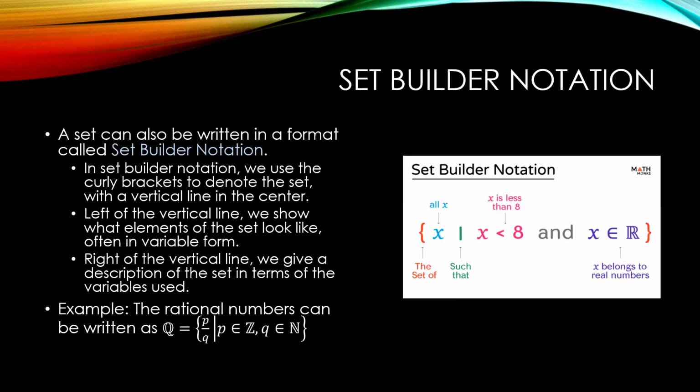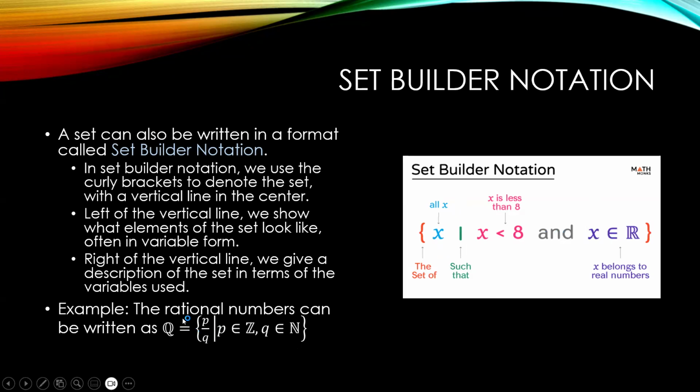Sometimes our sets are messier, and so in that case, we may use set builder notation. Set builder notation is written in this format, where we have curly brackets to distinguish that we're dealing with a set of objects. Then we have what the objects look like, followed by a vertical line, and then whatever descriptors are needed to describe that object. And so in this case, set builder notation is saying the set of all x such that x is less than 8 and x is a real number.